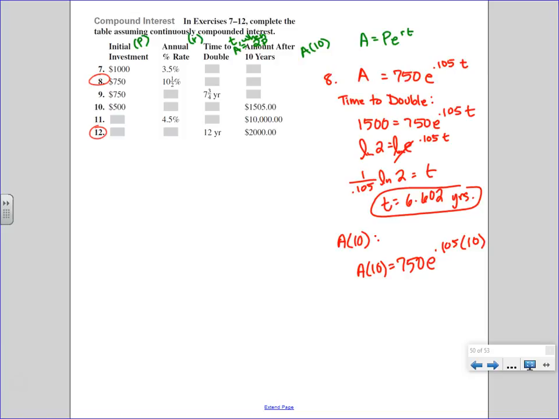Plug that in. 2,143. Nice, thanks guys. So how are we going to write that? 2,143 and always 3 decimals? Not in this one. Why? Because it's money. We round it to the nearest cent and put a label next to the number, not the variable.